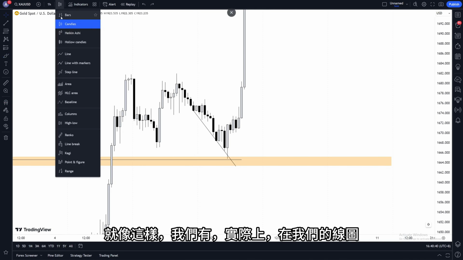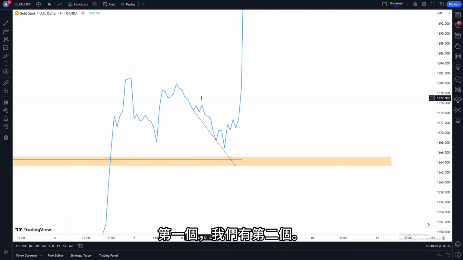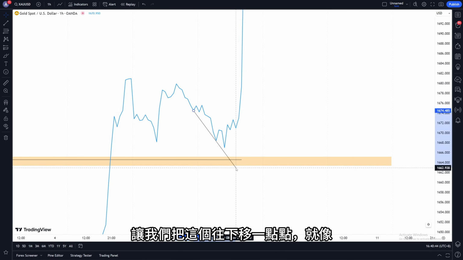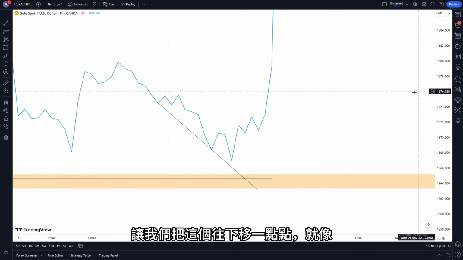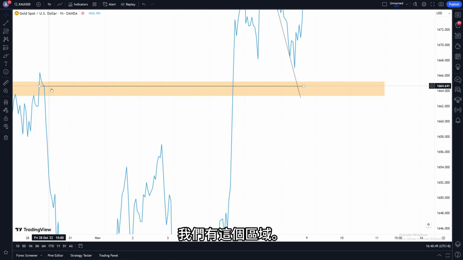So just like this, we have actually in our line chart, we can see that. First one, we have the second one. Let's move this down just a little bit. Just like that. And we have this zone.